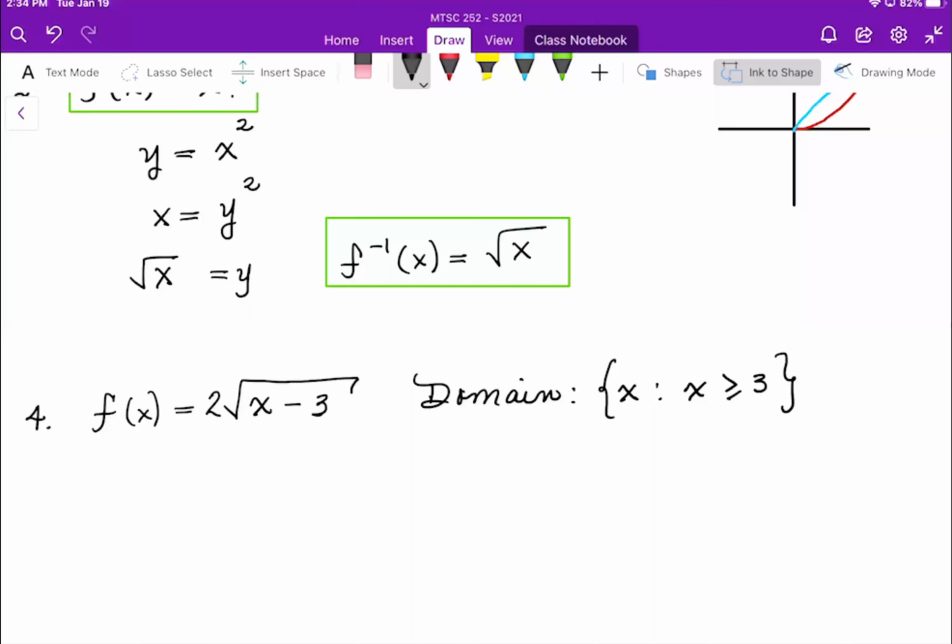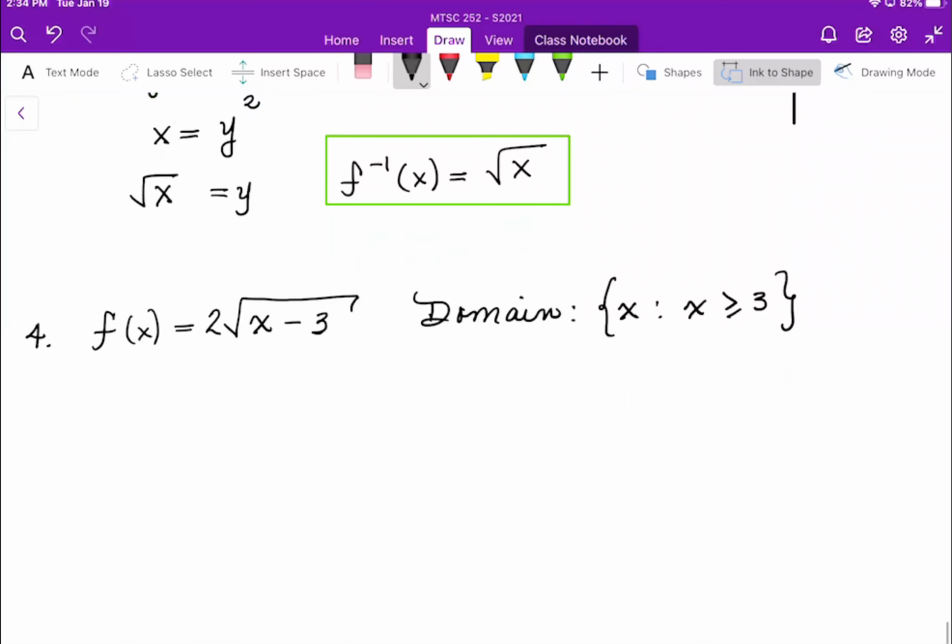Okay, so if that's the domain, then I can only talk about this having an inverse on that domain. That means if this function only exists for x greater than or equal to 3, then this function will not even have an inverse anywhere else. So its inverse will only exist on this domain.